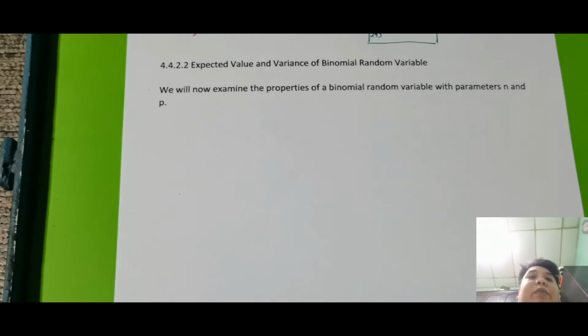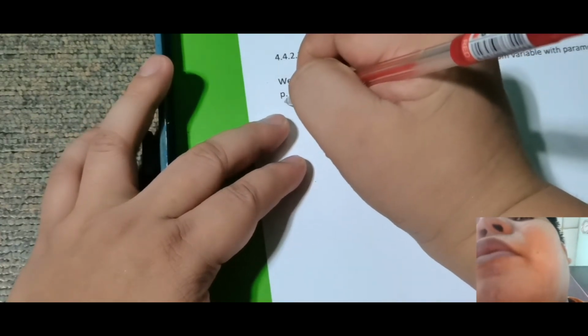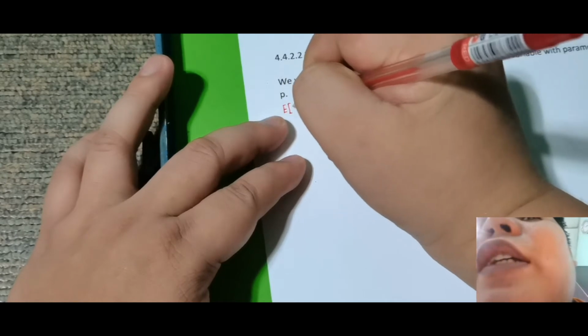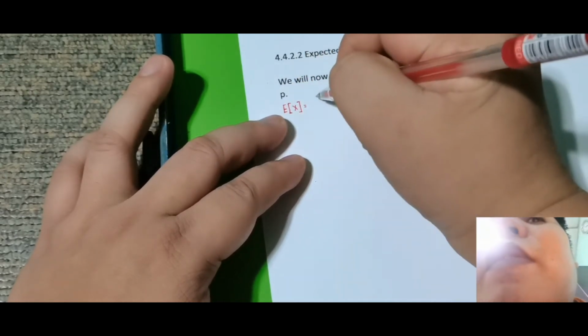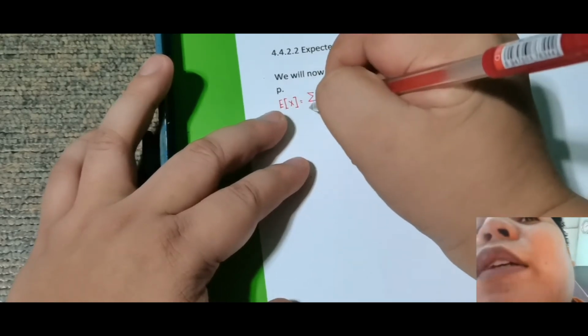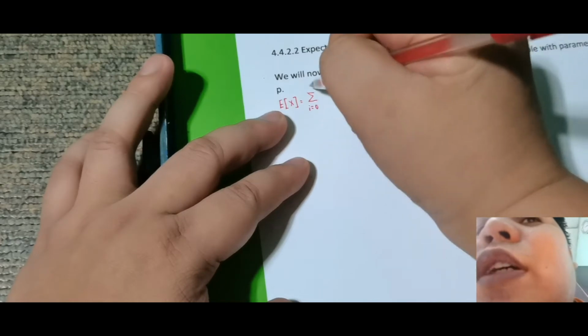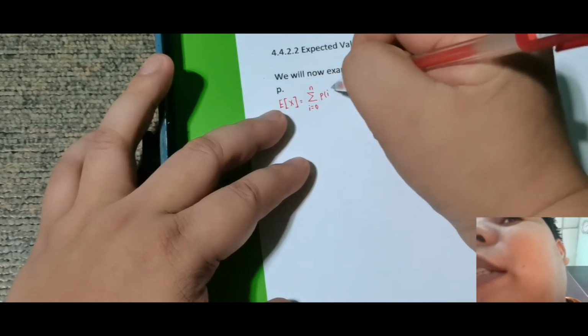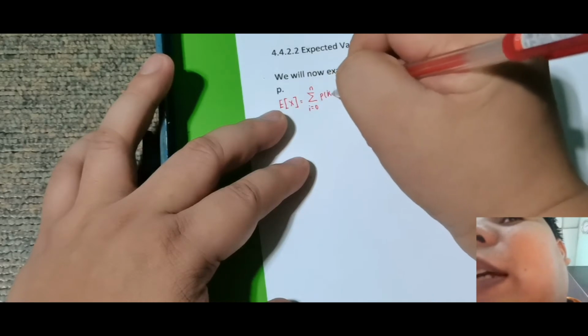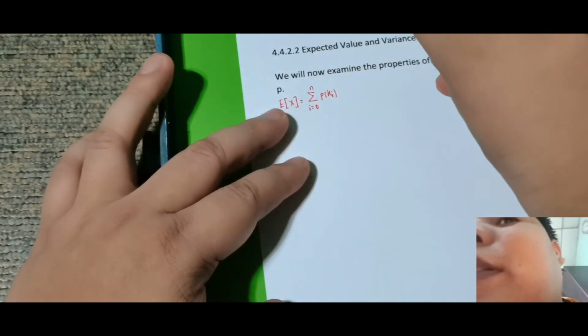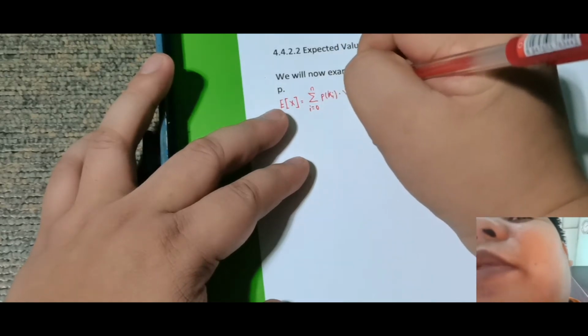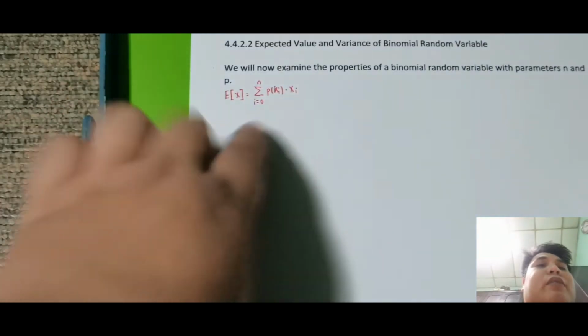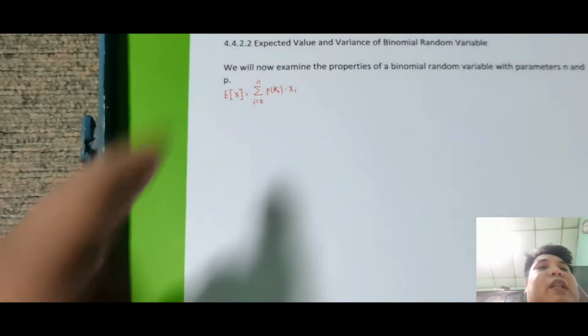So now, we will examine the properties of a binomial random variable with parameters n, p. Let's recall what we studied. The expected value of X is equal to the summation, for i equal to 0 up to n, of x sub i times P of x sub i. For example, x sub 1, x sub 2, then P of x sub 1, P of x sub 2.